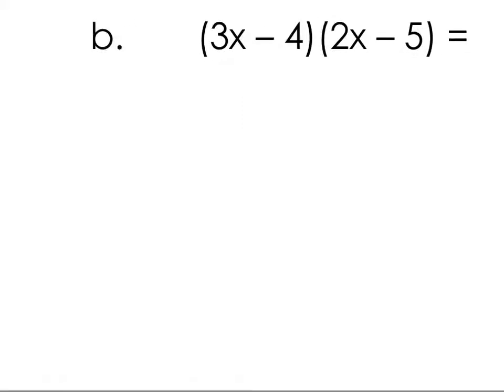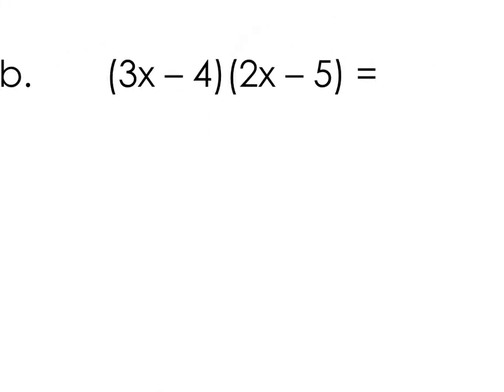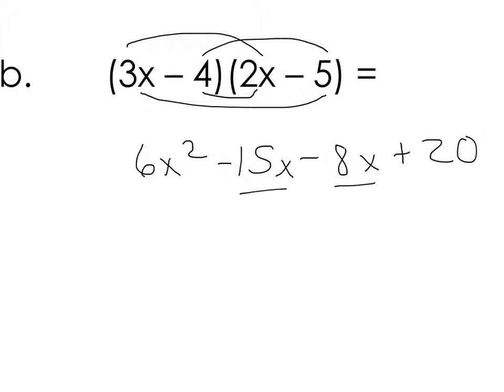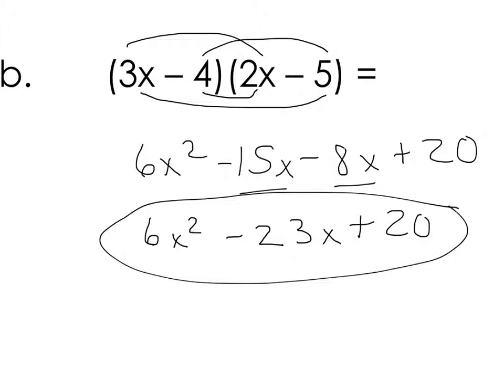FOIL is just a nice way to remember the pattern to ensure that everything gets multiplied sooner or later. 3x times 2x, minus 15x, minus 8x, plus 20. And a lot of times the outside and the inside are like terms. Combine them, and you have your final answer.